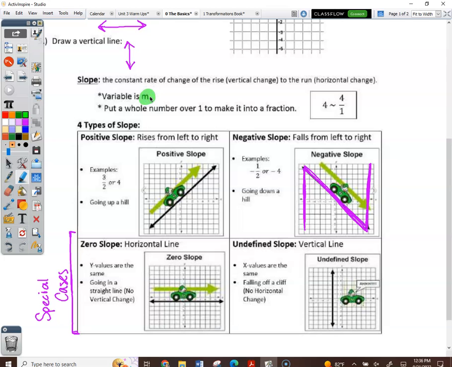Be careful, if you ever have a slope that is a whole number, for instance, let's say you have a slope of 4, then you can write it over 1, and now you can see the slope is 4 over 1. Do you remember the phrase used with slope? Rise over run.